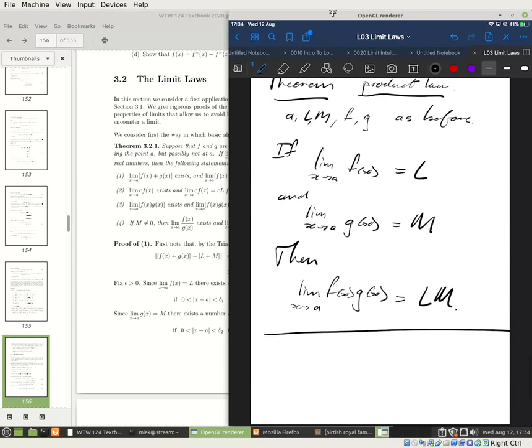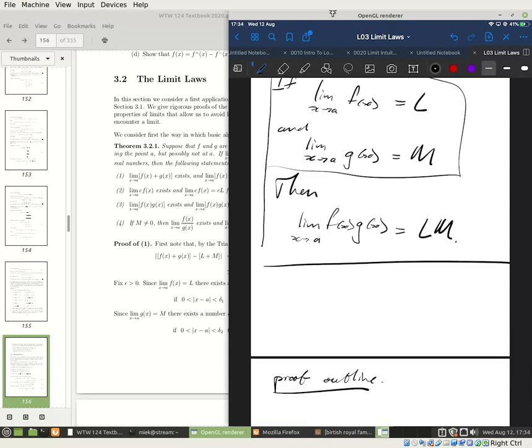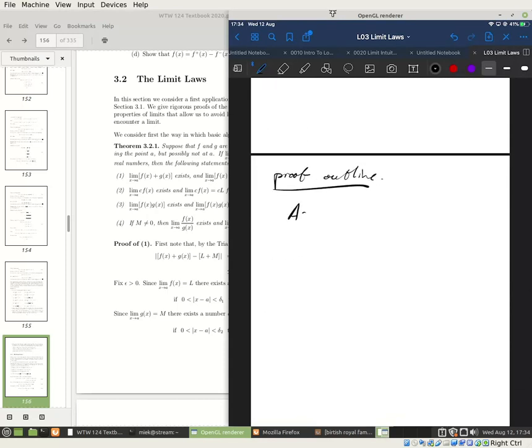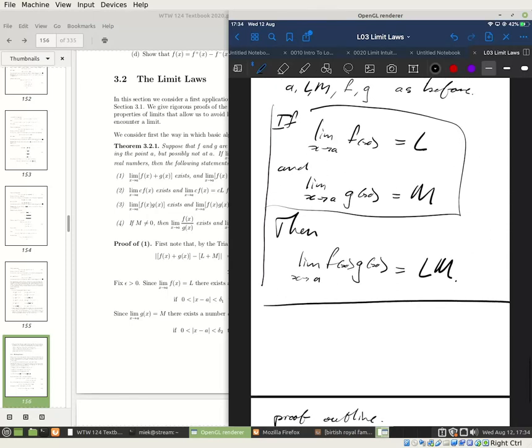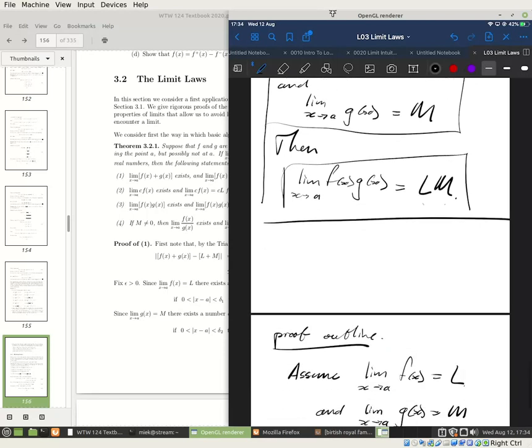Okay, we want to prove this implication. So we will assume the hypothesis. So we will assume that the limit as x tends to a of f of x is equal to L, and the limit as x tends to a of g of x is equal to m. Then we want to prove that this limit is equal to L times m.